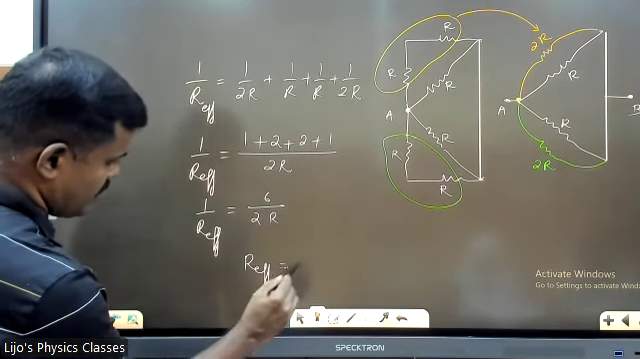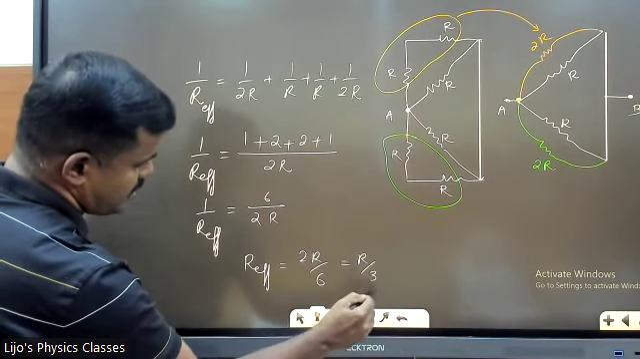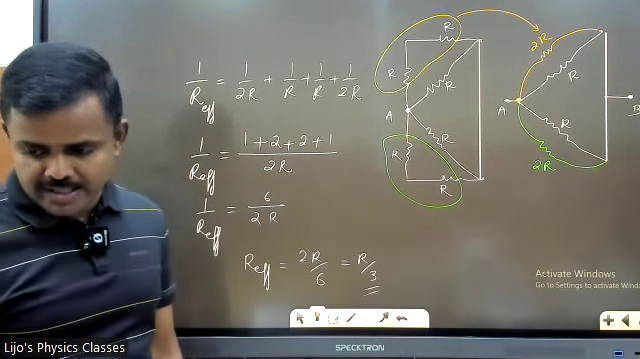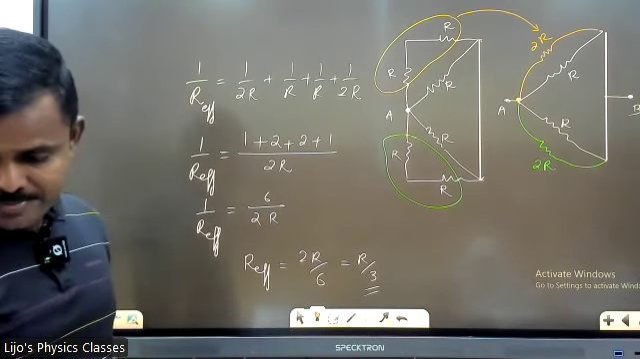So R effective is what? Take the reciprocal. 2R by 6 is equal to R by 3. Yes, that's correct, Yajat. Very good. R by 3. Did you Google it, Yajat?